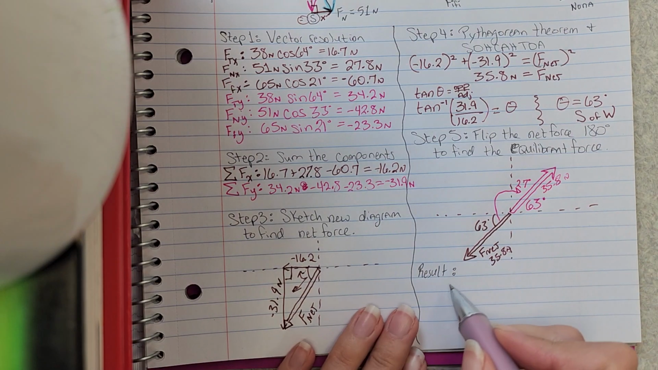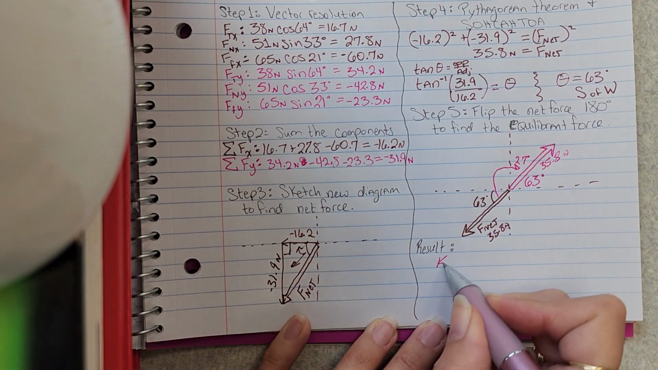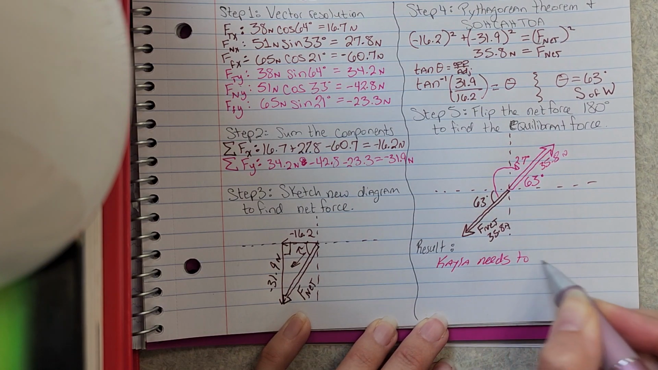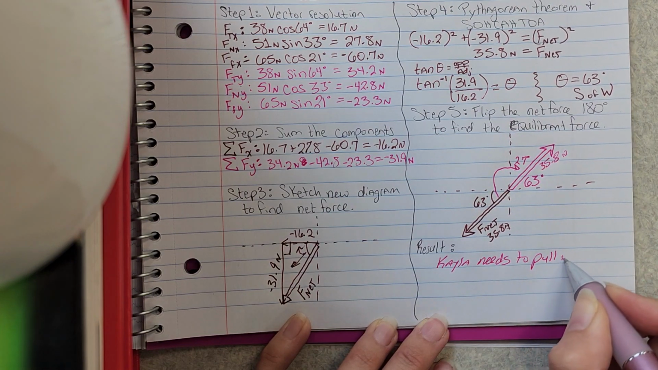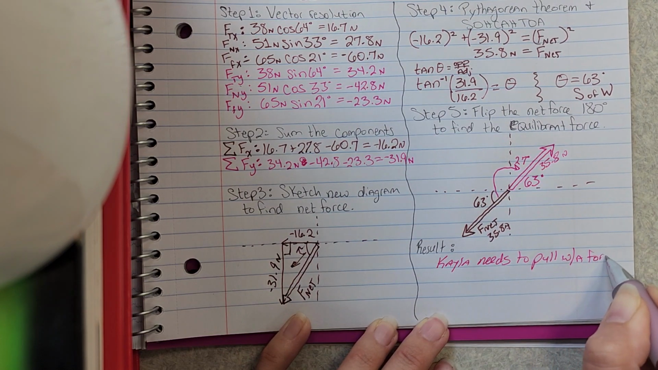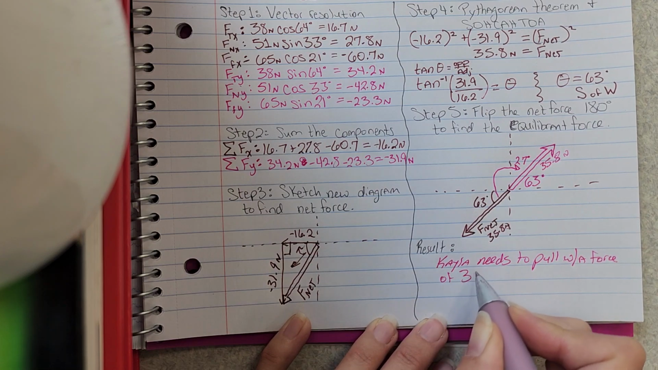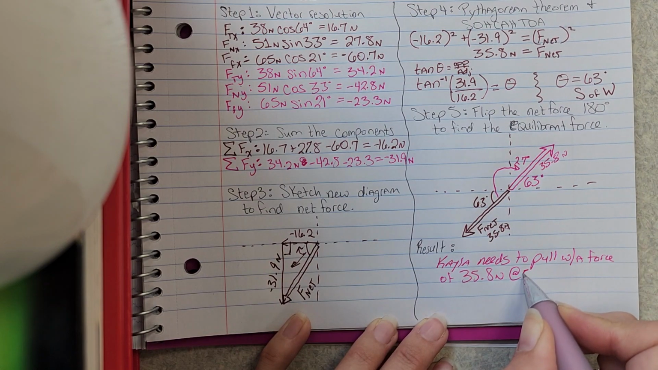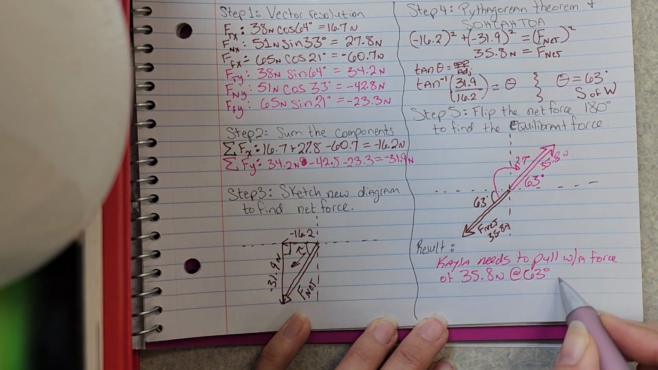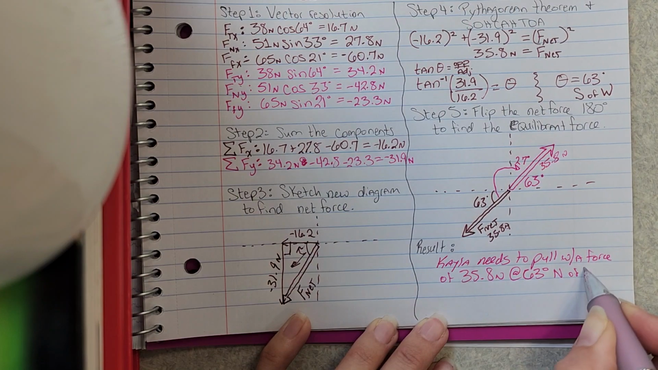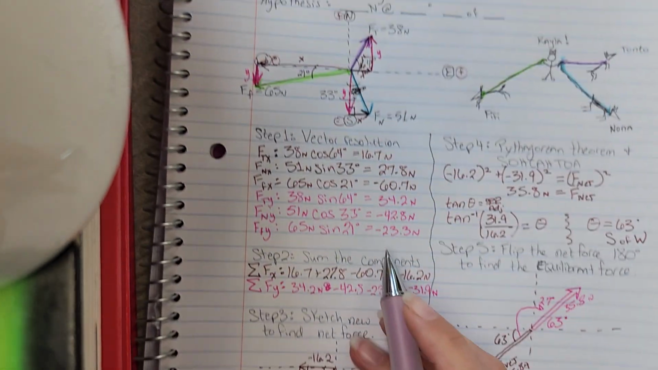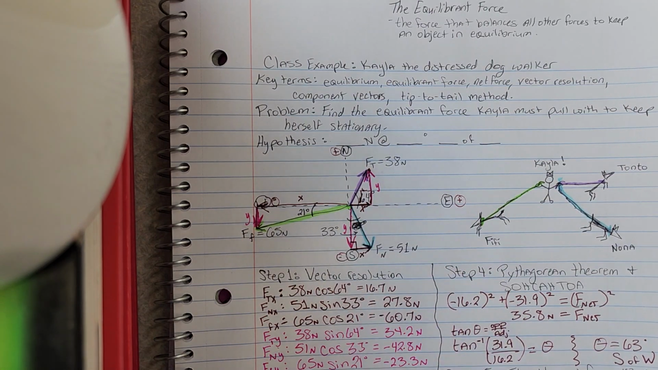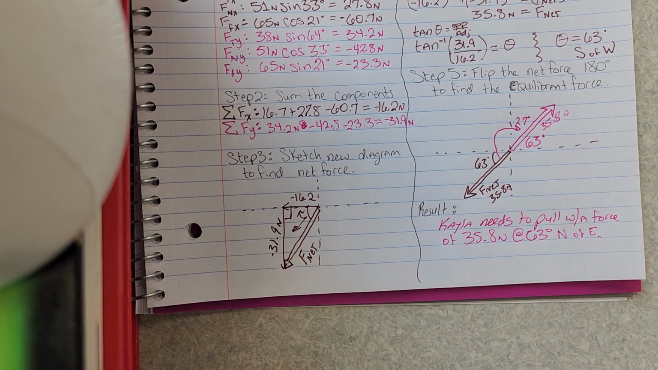So as a result, Kayla needs to pull with a force of 35.8 newtons at 63 degrees north of east. Was your hypothesis correct? Compare. Determine why or why not, why it was correct or why it was not correct.